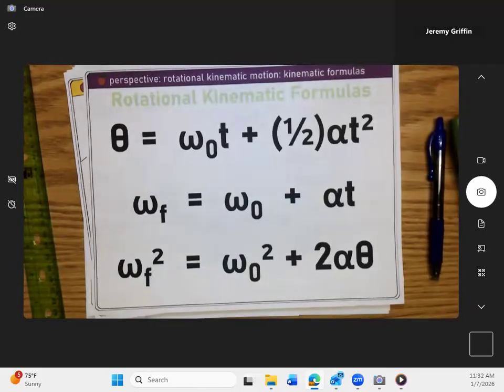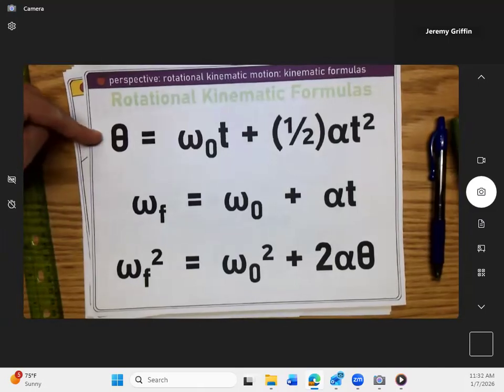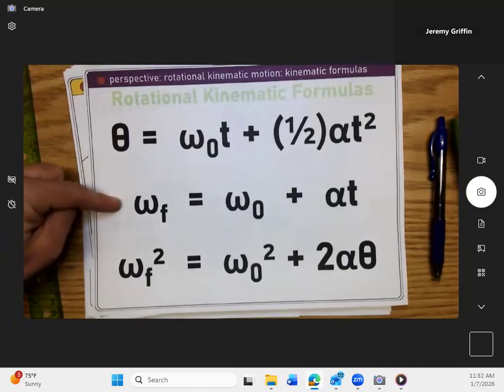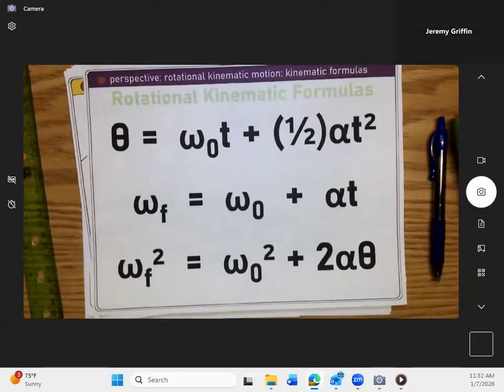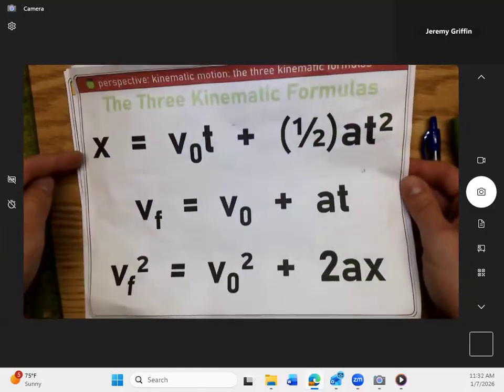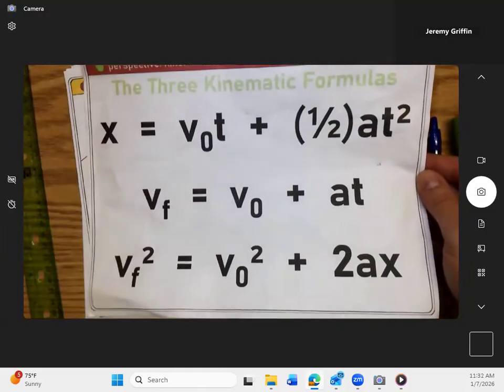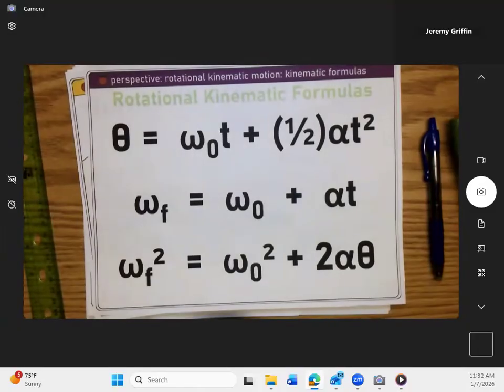Then there's kinematic formulas. So how far does the turntable turn in radians? How fast, radians per second? And then there's acceleration. These 3 kinematic formulas are, of course, analogous to the linear versions: distance, speed, velocity, and acceleration. Okay, right. So you guys remember all that?